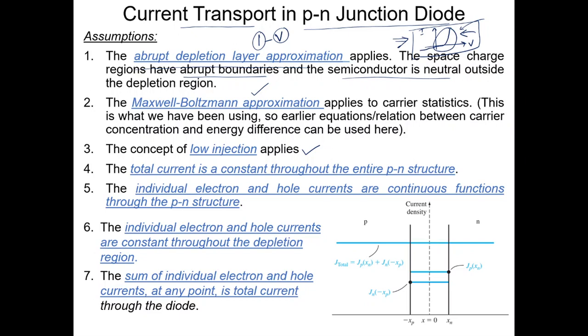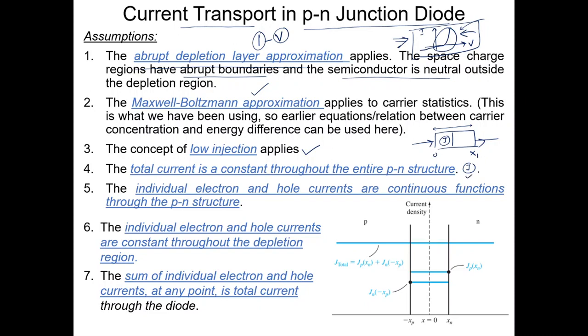Now, if you look into the structure, we will assume that the total current is also constant across the PN structure. So let's say this is your diode, and this is where the current enters and exits, and across this, from here to here, let's say this is x equals 0 and this is x equals x1. From 0 to x1, the current density J is independent of x.